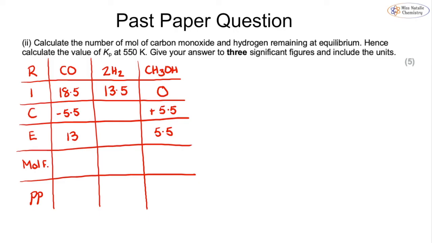And for my hydrogen, it is coming down by 2 times 5.5 because there's that coefficient. So it's coming down by 11 to give us equilibrium of 2.5. Now my total number of moles, which I need for my mole fraction, is 21. Now I put in my mole fraction as 13 over 21, which is 0.619, 2.5 over 21, which is 0.119, and 5.5 over 21, which is 0.262.